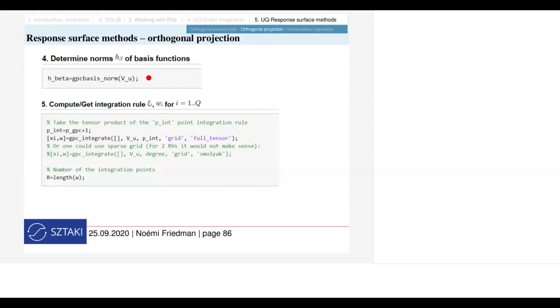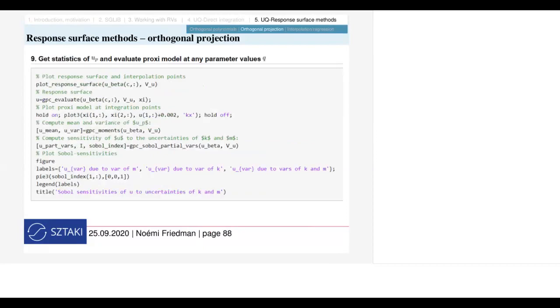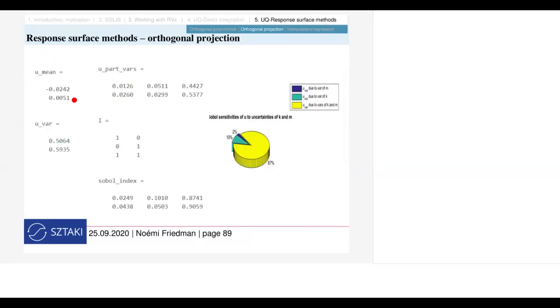And now I can get its norm with this function. I can get the integration points, defining that I want a full tensor grid because I have 2 dimensions and it's not worth using a higher degree approximation. For computing with orthogonal projection, you can check the functions on the website that I gave you. I'm not going to show you point by point, but with the help of that, you can evaluate the mean value of the solution, the sensitivities that I'm not going to talk about now, and the variances.